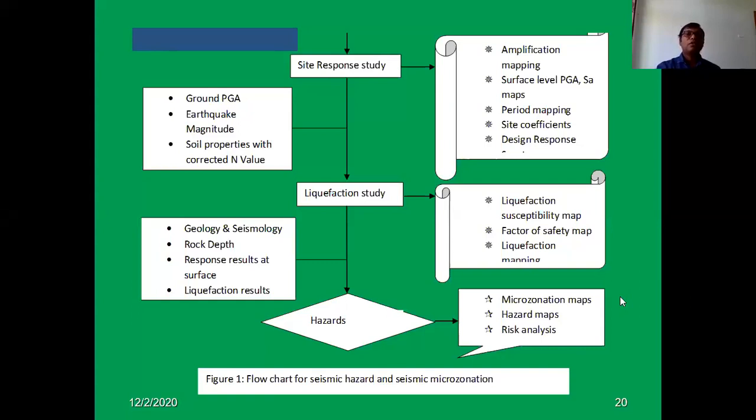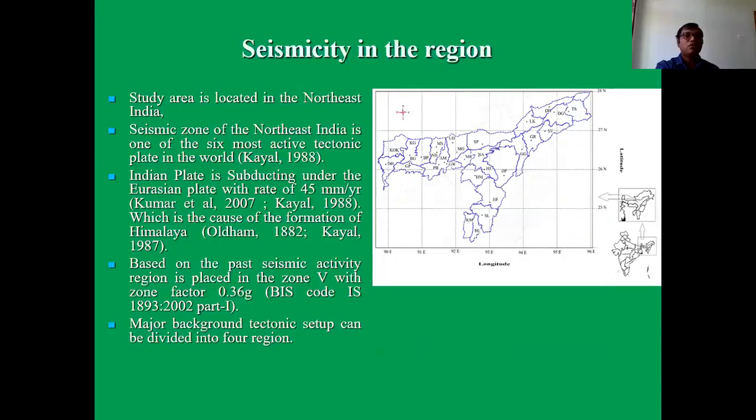So that gives you the microzonation studies, which is called site specific study, and the response analysis can be done after assessing all kinds of expected hazard for particular locations. So this is a brief flow chart of how you will perform this study.